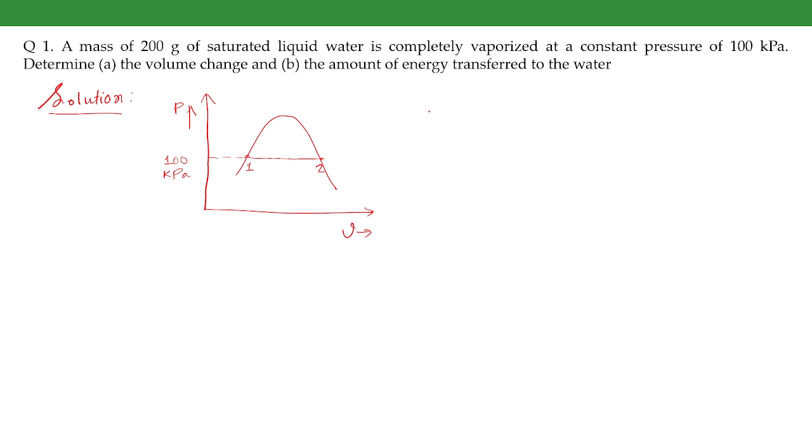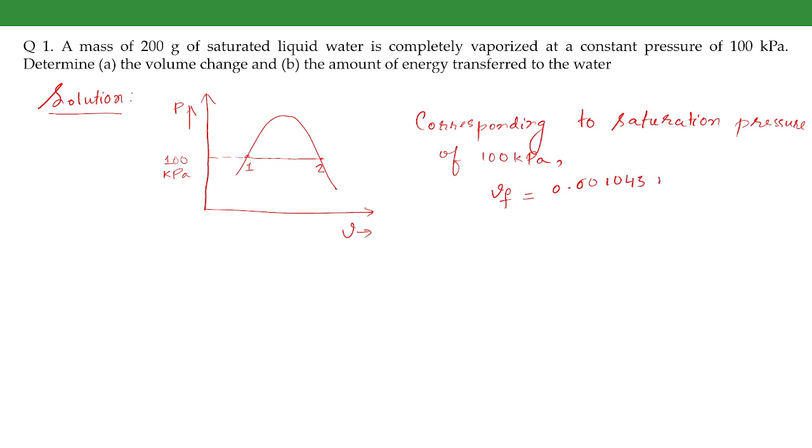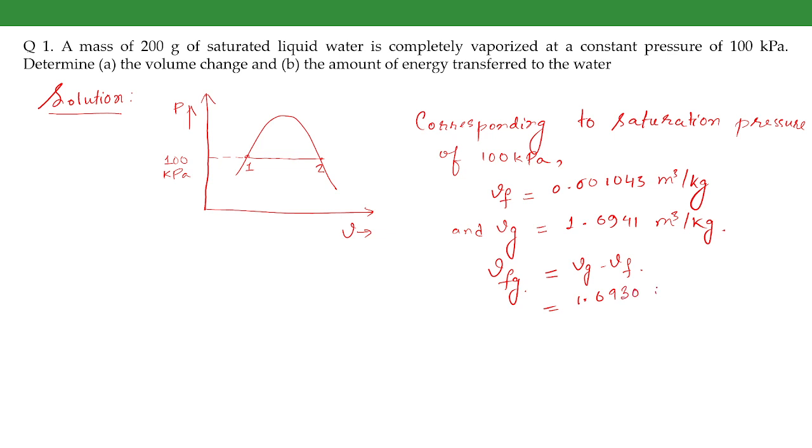This is basically corresponding to the saturation pressure of 100 kilopascal. The specific volume of the liquid phase is 0.001043 meter cube per kg, and the specific volume of the gas phase is 1.6941 meter cube per kg. So what is the Vfg value? That is the change in specific volume from the liquid to the gas phase, Vg minus Vf. So this is basically 1.6930 meter cube per kg.